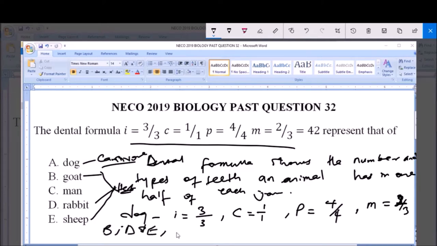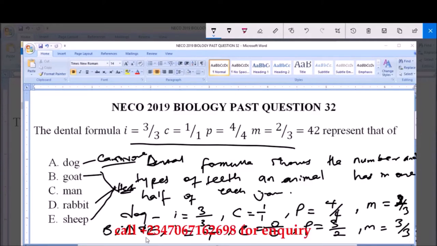That is, for the goat, rabbit, and sheep, the incisor I is equal to 2 over 1. That means 2 in the upper jaw, 1 in the lower jaw. That's the half of the upper jaw and lower jaw. Then C, the canine, is 0 over 0, meaning that they have no canine. Then P, the premolar, is equal to 3 over 2. So in one half of the upper jaw, they have 3 premolar, and in one half of the lower jaw, they have 2 premolar. And then M, molar, is equal to 3 over 3. That is, in the one half of the upper jaw, they have 3 molar, and in the one half of the lower jaw, they have 3 molar.